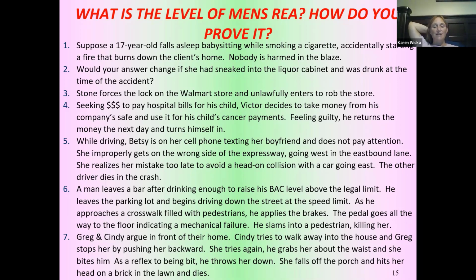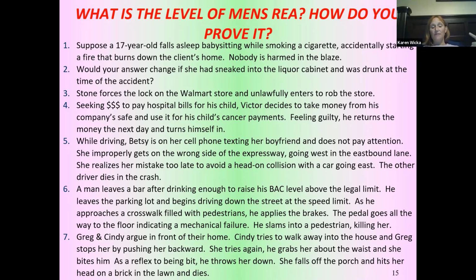Okay, next, driving. Betty's on her cell phone, texting, doesn't pay attention, gets on the wrong side of the expressway, going west in the eastbound lane. She realizes her mistake too late, in a head-on collision. The other driver dies. So did she intend to text her boyfriend? Yes. Did she intend the results? Probably not. So probably reckless. Now, if you put knowing, is it virtually certain? I don't know. There's been some cases where they've tried to charge people with knowing crimes. It's virtually certain it will happen if you text. But I think it's a really hard case to make because a lot of people text and don't kill people. So I think it would be better being reckless.